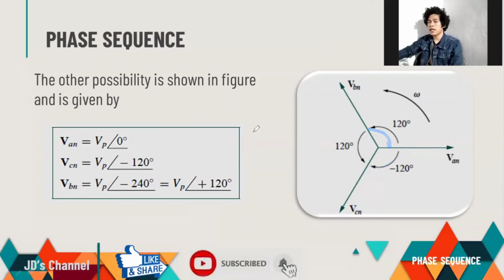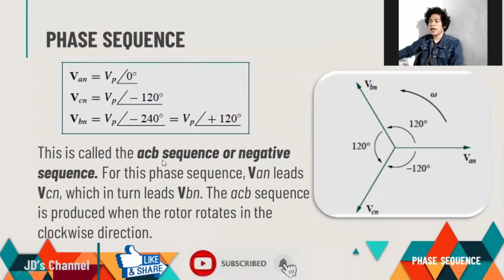Yun yung ating other possibility, which is, anong tawag natin ngayon dyan? This is called the ACB sequence or the negative sequence. For this phase sequence, VAN leads VCN, which in turn leads VBN. The ACB sequence is produced when the rotor rotates clockwise naman. So, mean to say class, pag yung ating rotor ay nagkaroon ng clockwise direction ang kanyang pag-ikot, we have this ACB sequence or the negative sequence.